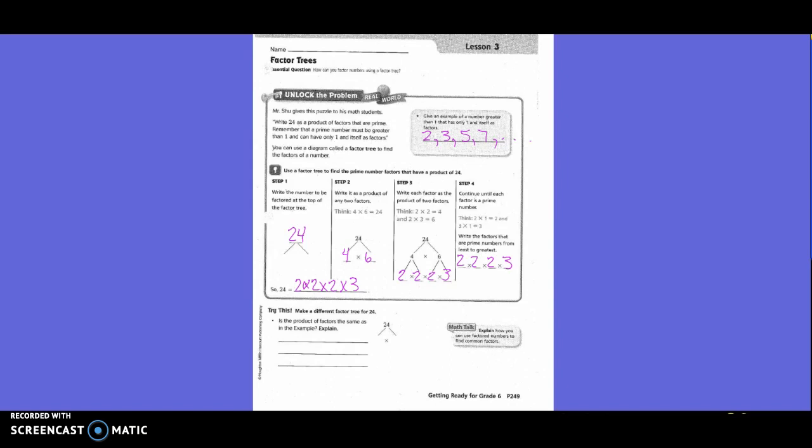Try this. Make a different factor tree for 24. Okay, is the product of factors the same as the example? So you need to do our factor tree first, right? Okay, so I heard you guys say 2 times 12. I heard 3 times 8. So let's go ahead and try that. So 3 times 8. Okay. Now, can 3 be broken down any more? No. Okay. So then we're going to look at 8.